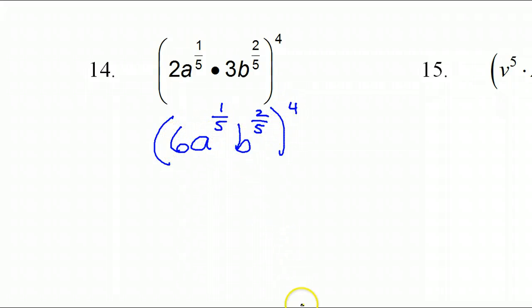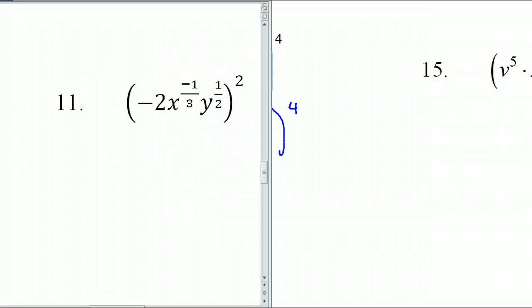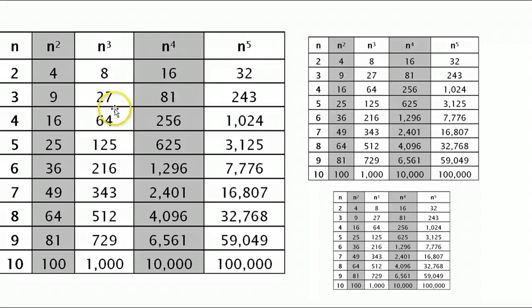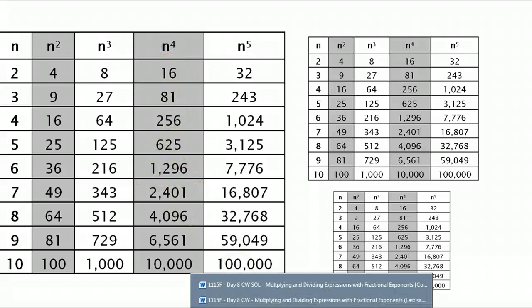So I'm just going to go ahead and do this 4th power to everything. So 6 to the 4th power, I'm going to need my table for that. Okay, so I've got 6 to the 4th power, which is 1,296.